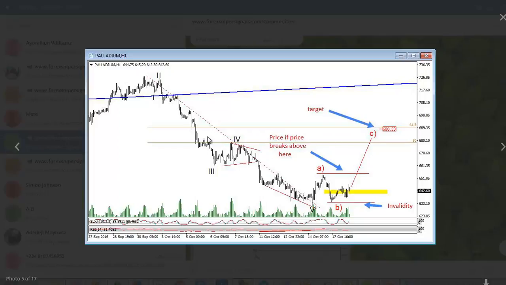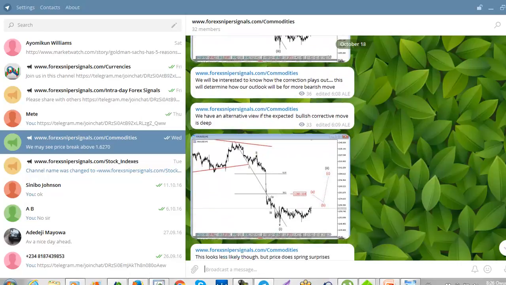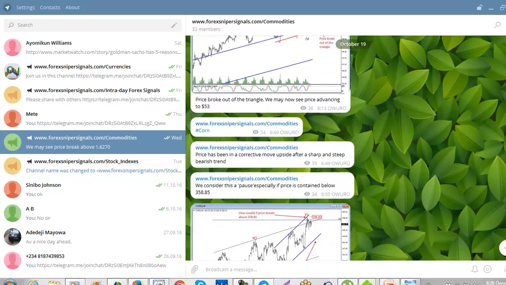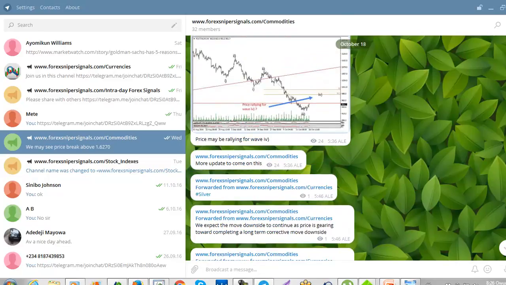The overall outlook for this scenario was that if price could break above here and is maintained above here, then it's very good to take a buying position and then target out somewhere around here, because this could actually mean that the correction is going to be upside before we see the continuation of this move. And then we have another scenario. What if price invalidates this level? Okay, what would we be expecting? So let's look at the other scenario.